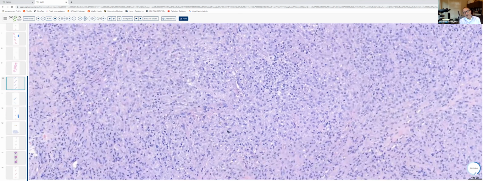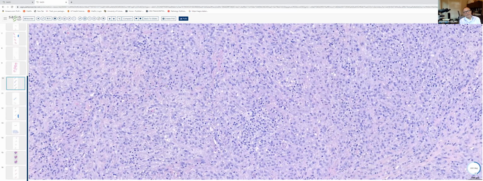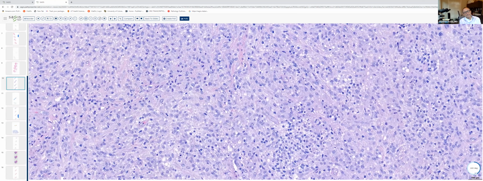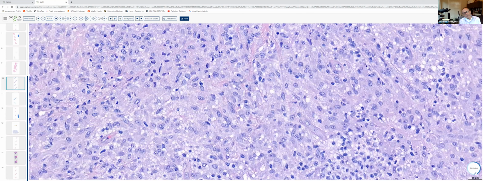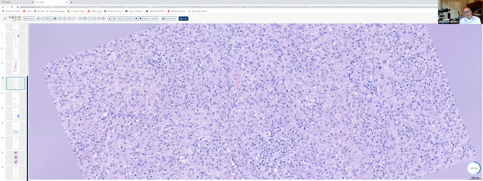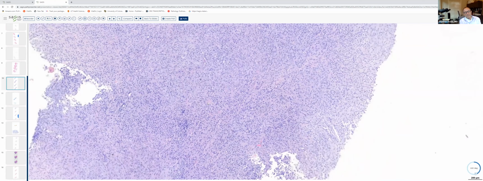And as we move to higher power, hopefully you were able to appreciate the fact that there are a number of lymphocytes here with small round to oval nuclei. And then there's also a proliferation of histiocytes here. The histiocytes have larger nuclei than the adjacent lymphocytes. They have abundant kind of pink to slightly bluish cytoplasm, and they're forming collections here or small granulomas. So basically we have a granulomatous dermatitis here.